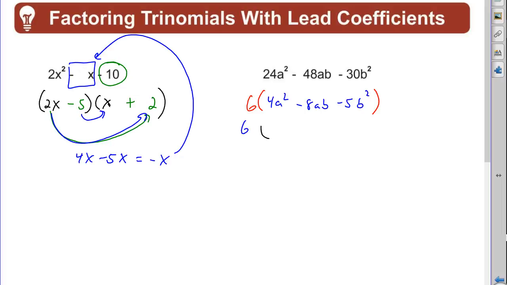Now come my 2 parentheses, but here's the thing. With a 4 out front, not only do I have a 4a and an a possibility, I also have a 2a and a 2a possibility. See, my possibilities increased. So I got to be careful now because I have either the 4a and a or the 2a and a. All right, 2a and 2a. So let's take a look.